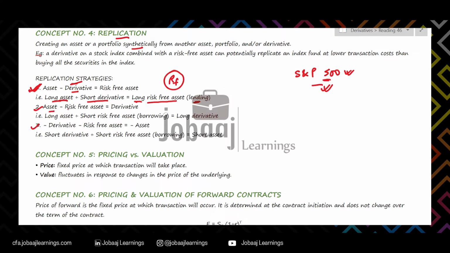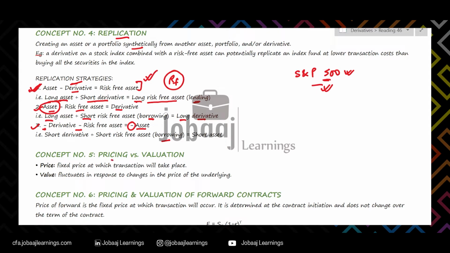Okay, asset minus derivative is equal to the risk-free asset. Positive symbol means that we are going long and negative means that we are going short. So going long on an asset and shorting a risk-free asset, which means borrowing money, will create a position equivalent to a long position on the derivative. Similarly, shorting a derivative and shorting a risk-free asset, that means borrowing money, is equivalent to shorting an asset. Keep this in mind as you may find a question on this.